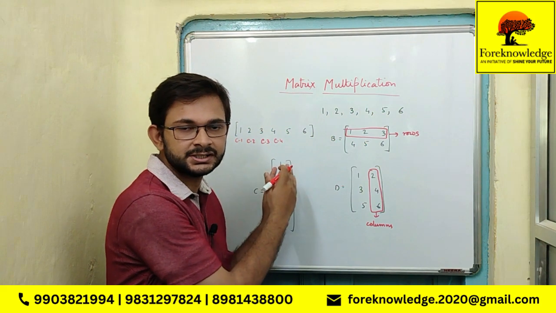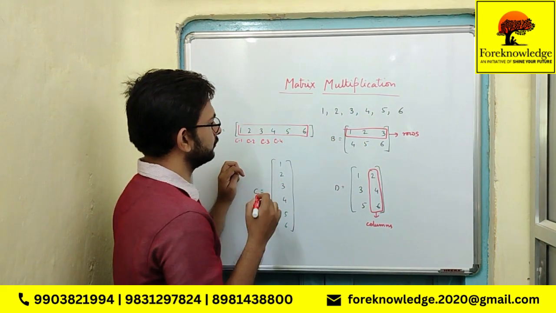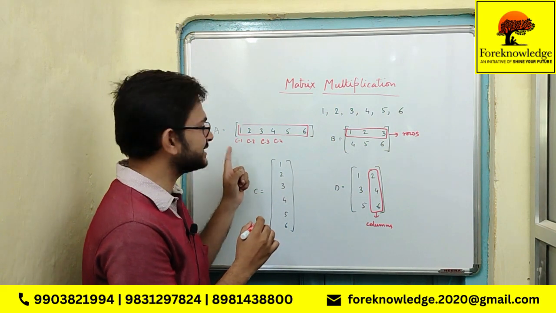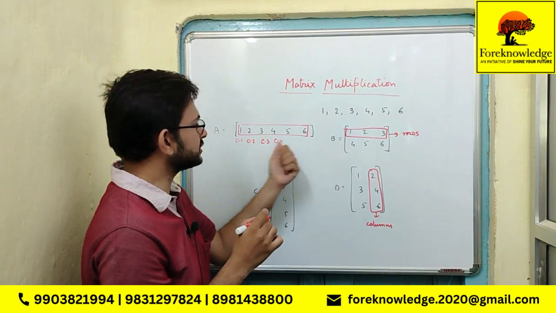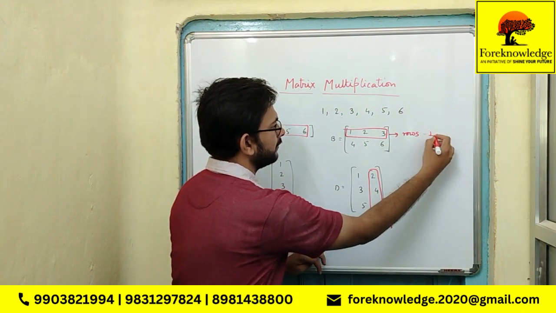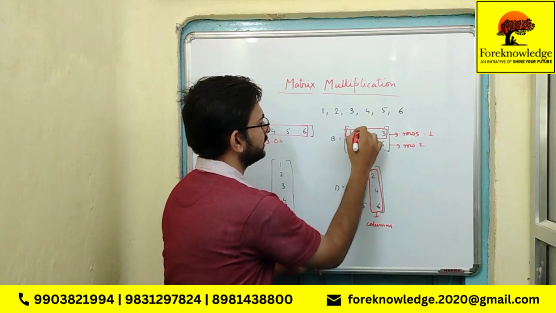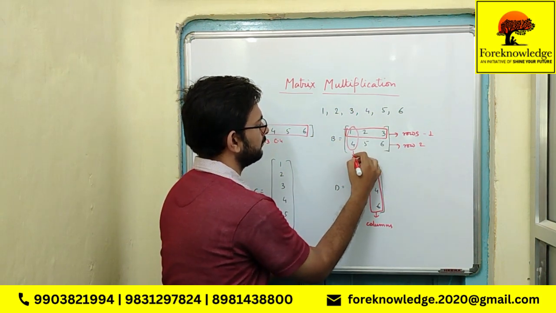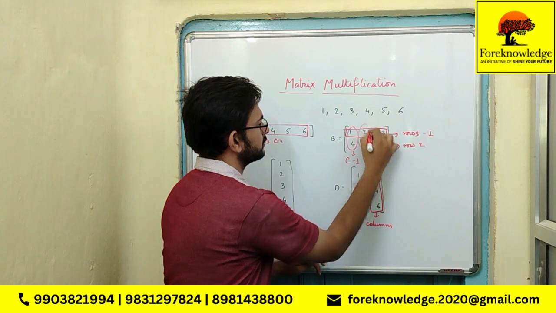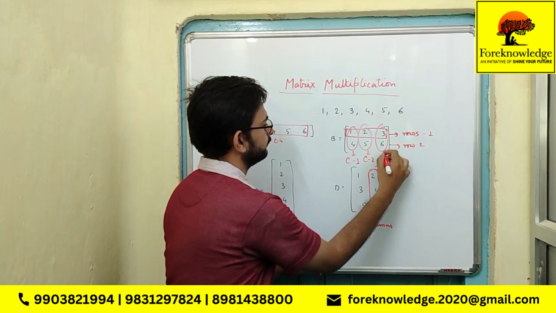How many rows are here? There is only a single row. So this matrix A has a single row and 6 columns. Similarly, matrix B has 2 rows, row number 1 and row number 2, but there are 3 columns: column 1, column 2, column 3.